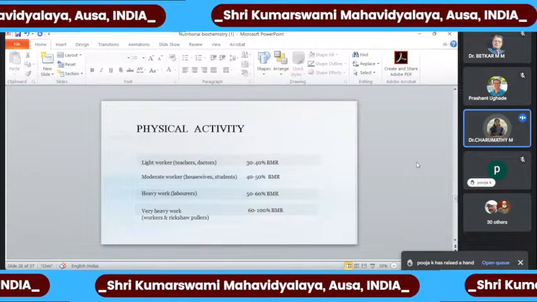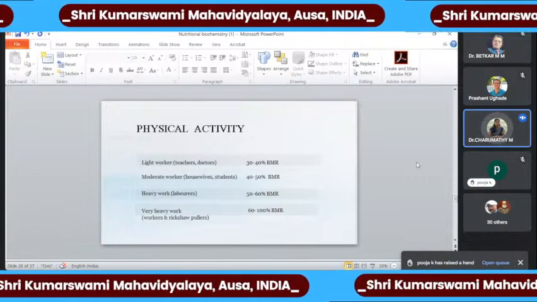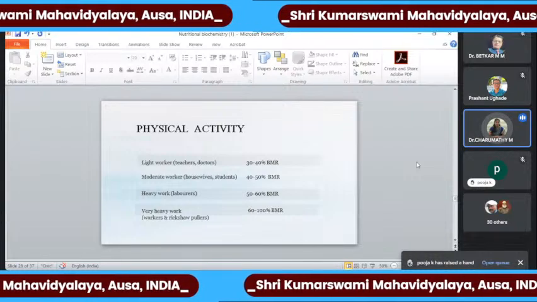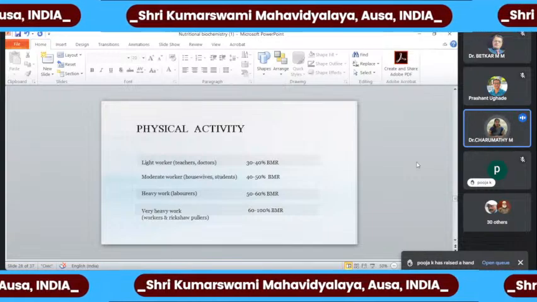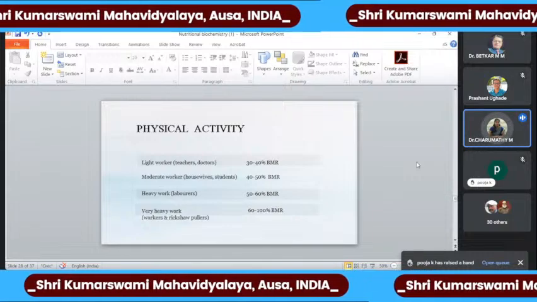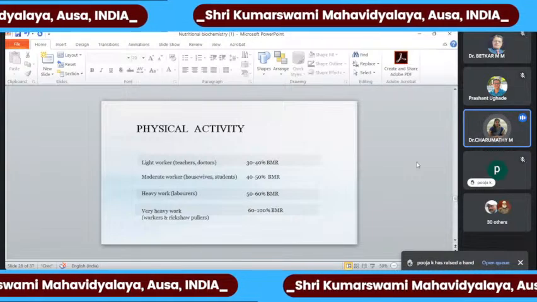Physical activity, last one. Physical activity is individual and highly variable. The amount of energy needed depends upon the duration and also the intensity of muscular activity. So according to the individual, it will differ. In physical activity, we have four categories.